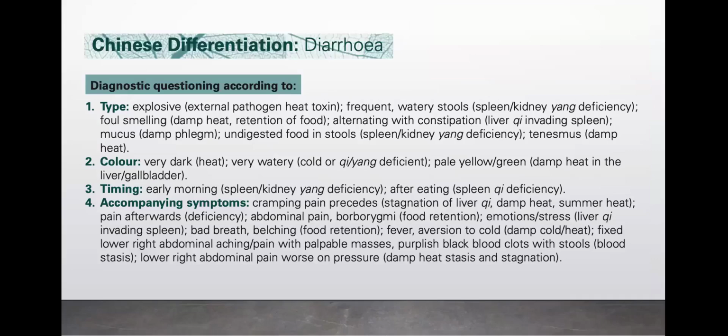Diagnostic questioning will be according to, first, type. If it is explosive, then it's external pathogen heat toxin. If it is frequent watery stools, it is spleen kidney yang deficiency. If it is foul smelling, this will be damp heat or retention of food. If it is alternating with constipation, it may be liver qi invading spleen.